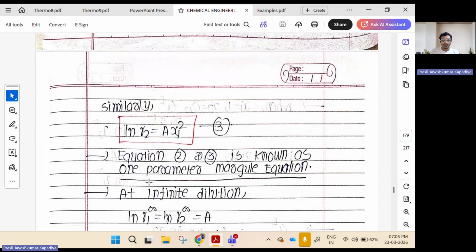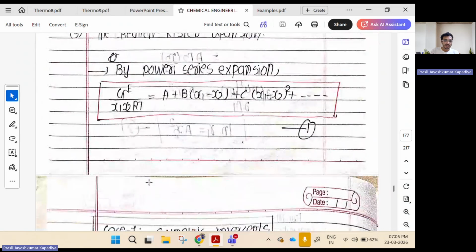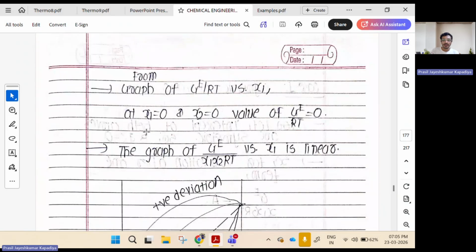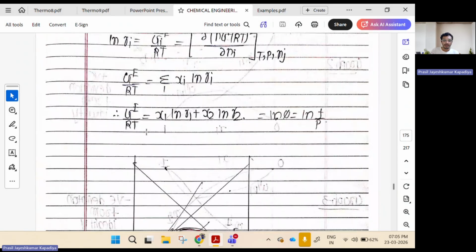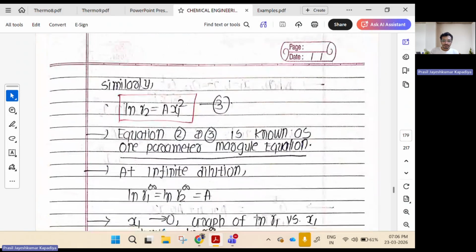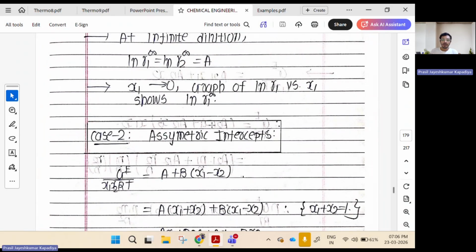And when I am dealing with infinite dilution, so when x1 tends to 0 or x2 tends to 0, I will have intercept A equal to ln gamma 1 infinity or ln gamma 2 infinity. So the intercept is nothing but ln gamma 1 infinity or ln gamma 2 infinity, and both intercepts will be the same. As x1 tends to 0, the graph of ln gamma 1 versus x1 shows ln gamma 1 infinity.